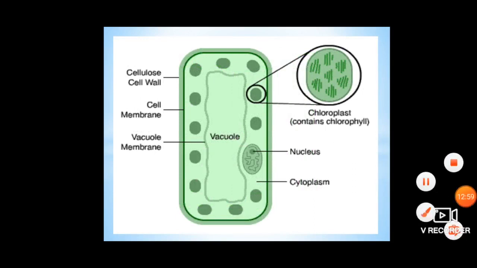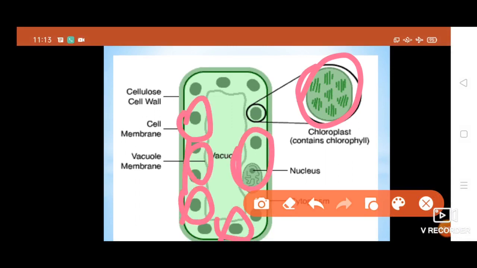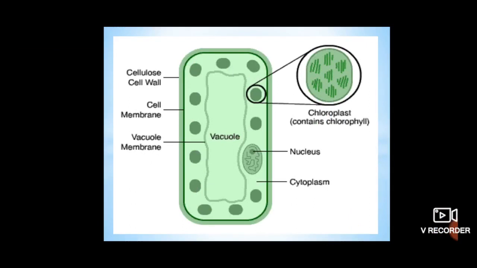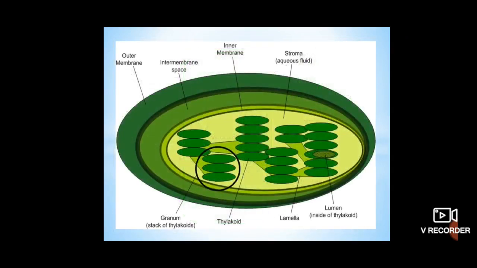Here also you will observe the different kinds of chlorophylls and dot structures. These dots that I am marking here are the chloroplast, which is very helpful for absorption of light energy. Already in the previous class we discussed the structure and function of chloroplast.